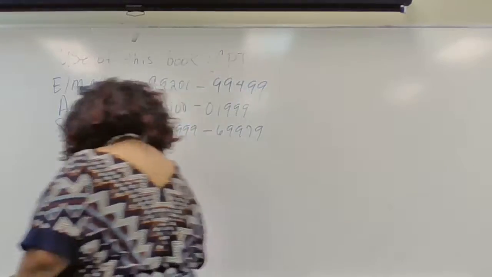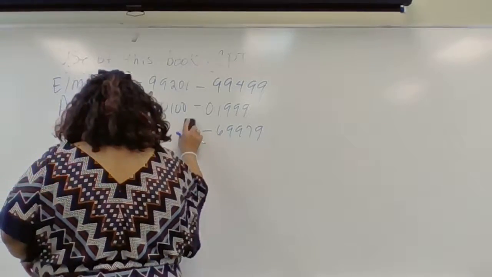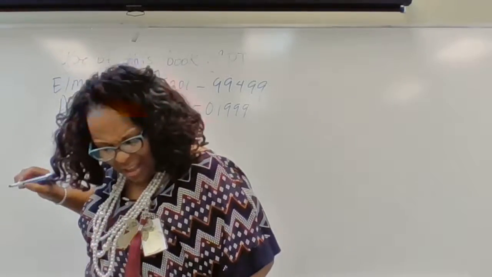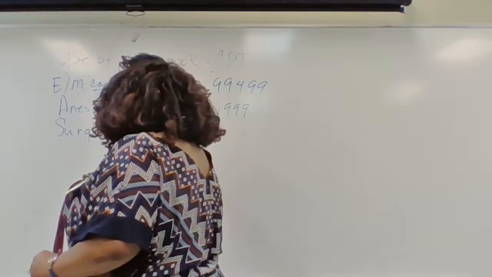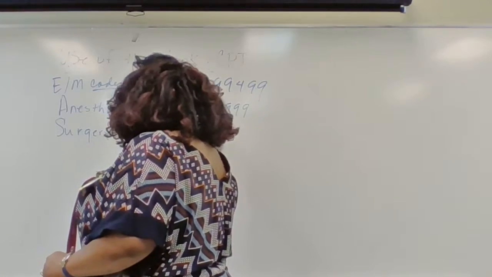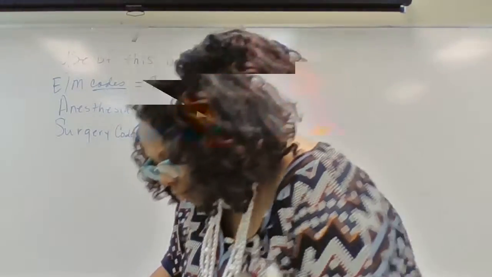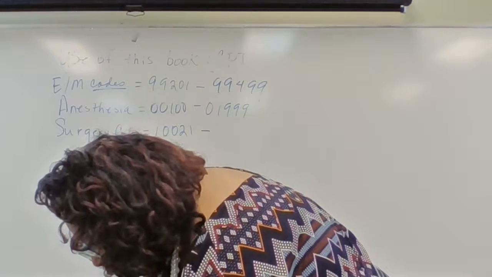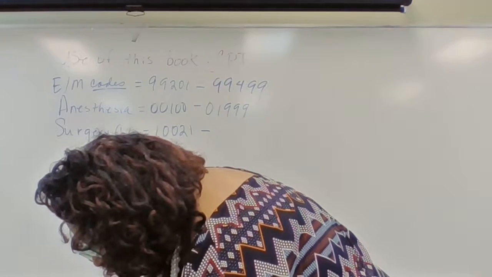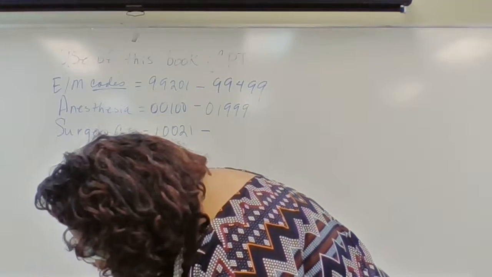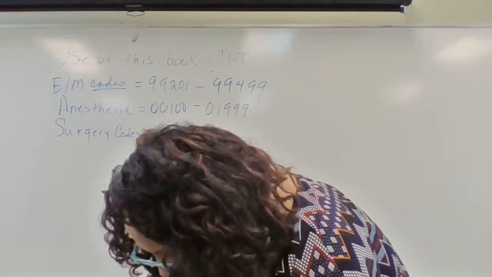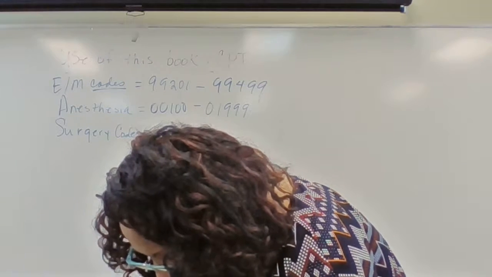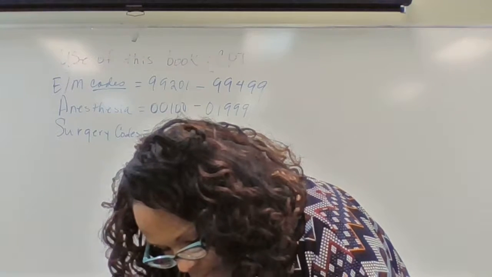Yeah. So let me erase this. Oh, it's the blue. Okay, we're in the surgery guidelines. The one that we're in right now is the integumentary, which is 10021. Okay, hold on just a minute. Surgical codes are different. And this deals with 69990.